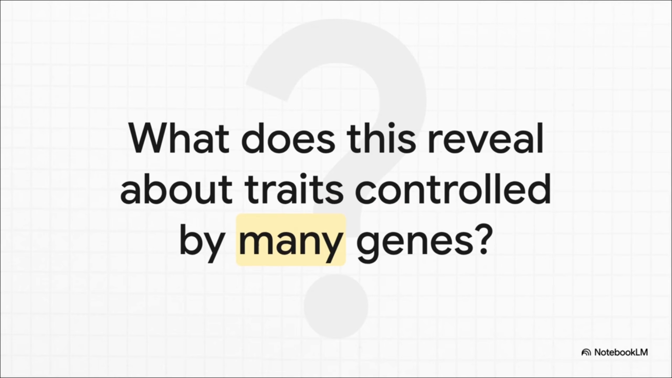And I'll leave you with this one last question to chew on. We've just seen how complicated things can get with just one single gene. So just imagine what's going on with traits like your height, or intelligence, or skin color. Things that are controlled by dozens or even hundreds of genes, all interacting with each other and the environment. It really makes you appreciate how complex and incredible the whole system is.